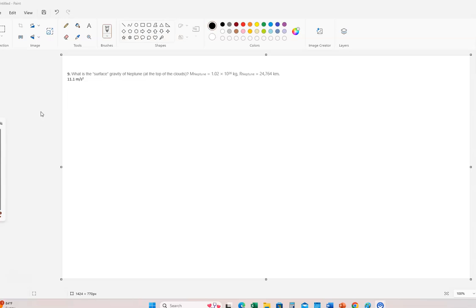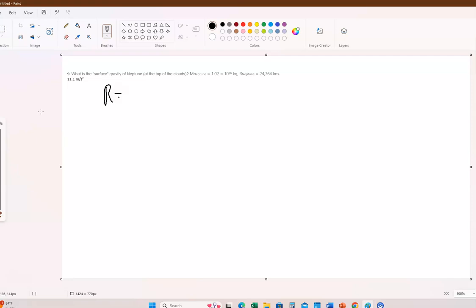All right, so the first thing that we have to do is change the radius from kilometers to meters. The mass is already in kilograms. So you basically just replace the k with a times 10 to the third, right? That's a simple, quick way to do that. So here I'll just show you that. It's 24,764, and I'm going to prove this.